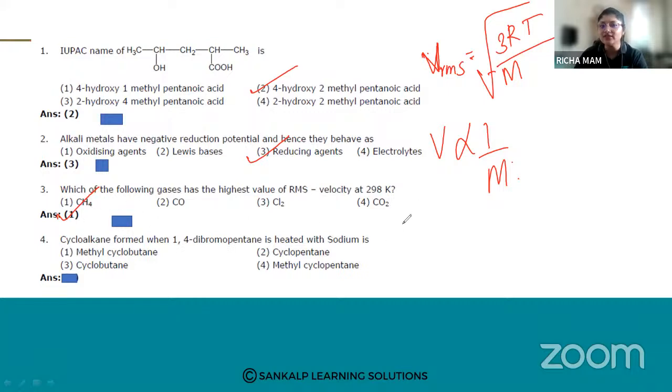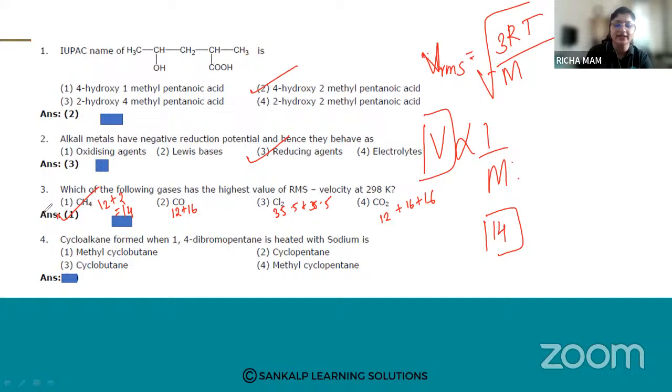If you consider the molecular mass of all the 4 molecules here, carbon monoxide is 12 plus 16, chlorine is 35.5 plus 35.5, carbon dioxide is 12 plus 16 plus 16, and methane is 12 plus 2, so it is 14, right? The least is in methane. The lower the molecular weight, the higher the velocity. So option A is the correct answer. Let us go for the next one.